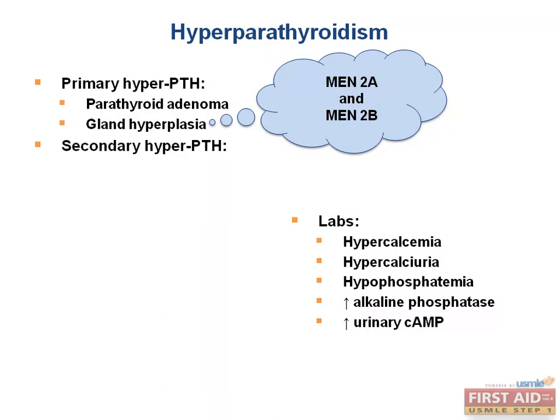Secondary hyperparathyroidism means that you have hyperparathyroidism secondary to a cause outside of the gland itself. One cause of this is chronic kidney disease. Now, why do you think this is the case? Well, remember that PTH release can be stimulated by low calcium levels. So why would the levels be low in chronic kidney disease?